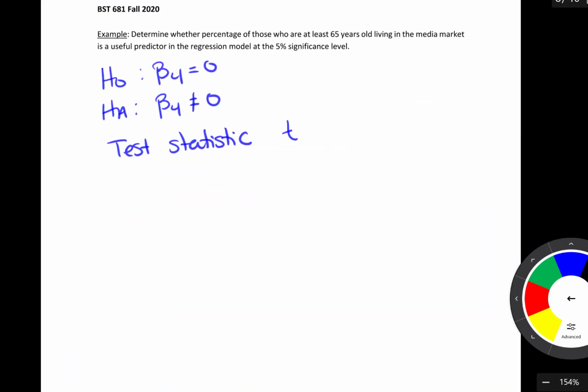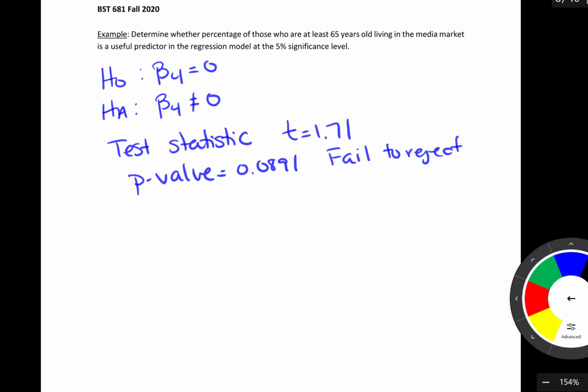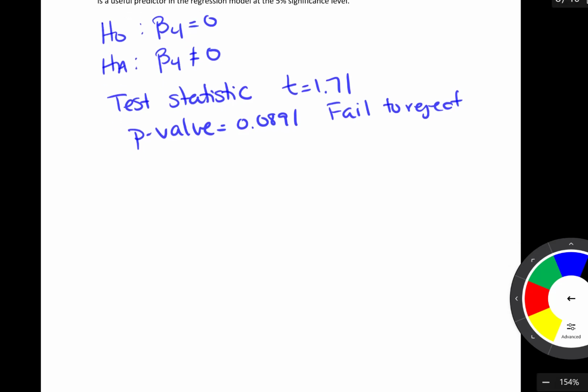we see that our test statistic in this case is t equal to 1.71, and then the corresponding p-value is equal to 0.0891. Now, since this p-value is larger than the significance level we're using for this test, we are going to fail to reject. So notice the overall model was useful, but that doesn't necessarily mean that all of the predictors individually are.